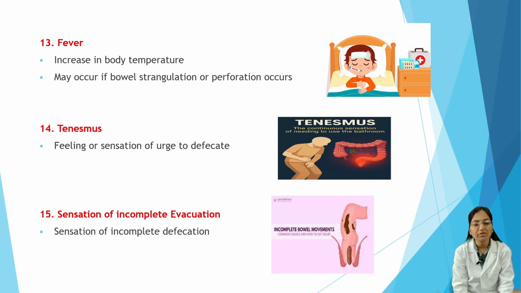Next, fever. An increase in body temperature may occur if bowel strangulation or perforation occurs. And then the next one is tenesmus. Here there is a feeling or sensation of urge to defecate, and a sensation of incomplete evacuation. Yes, a sensation of incomplete defecation we can see.